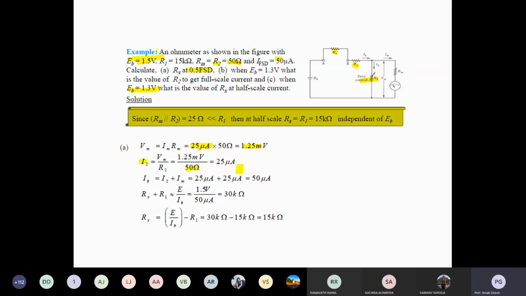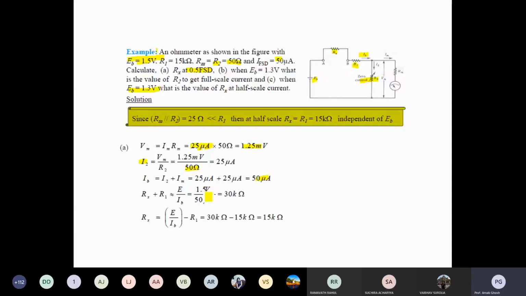So what is IB? IB equals the total current, IB equals I2 plus Im. It is 25 plus 25, so 50 microampere, full scale. So Rx plus R1 equals E by IB. Rx plus R1 equals EB by IB, so EB equals 1.5 volt by 50 microampere. So it is coming 30k.